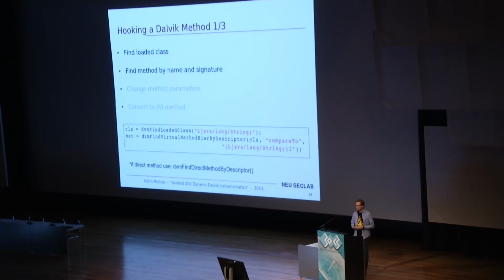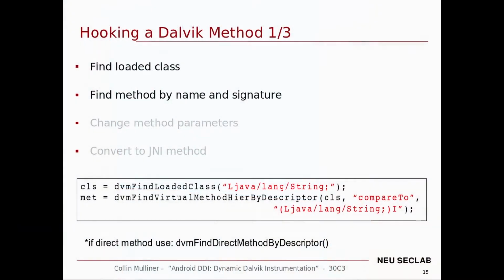So how does the hooking actually work? First, we need to find the loaded classes, or references to loaded classes and methods. We find classes and methods by their fully qualified class name, and the method by its name and method signature. This is an example of accessing the compareTo method in the String class, which takes as arguments a string and an integer. Depending on the kind of method, if it is a virtual method or a direct method, you have to use different calls. But this is abstracted for you in the library.